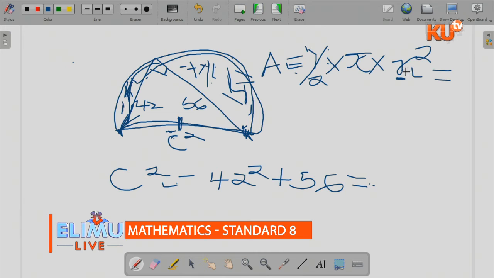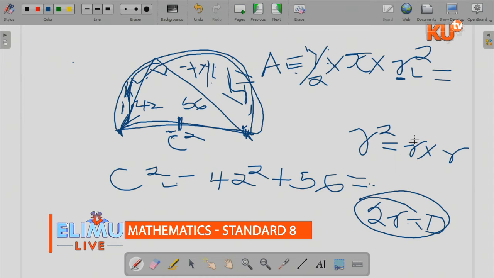Most learners assume radius square is radius times 2. No, radius square is equal to radius times radius. 2 radius is diameter. So please don't use this one. We are using radius square. Assuming you get your radius as 70, you say 70 times 70. Don't say 140 here. It is 70 times 70.